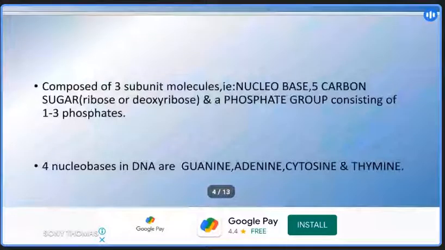Nucleotides are composed of three subunit molecules: first, a nucleobase; second, a 5 carbon sugar, ribose or deoxyribose; and third, a phosphate group consisting of 1 to 3 phosphates.